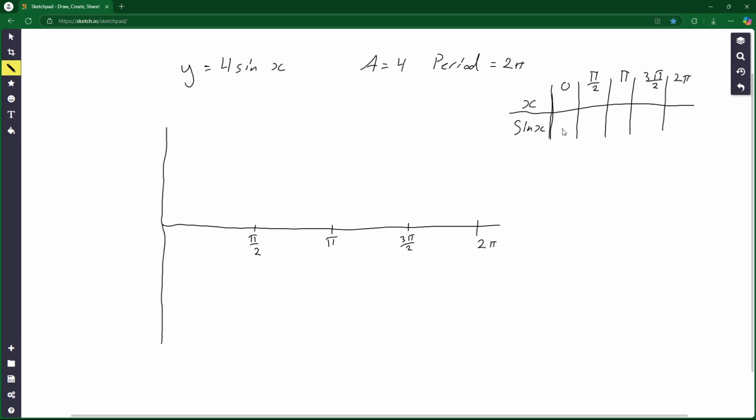Those are our x's. So sine of x, or sine of 0, is just going to be 0. And then sine of pi over 2, which is 90 degrees, is just going to be 1. Then it's going to be 0, -1, then back up to 0. However, since our amplitude is 4, this is going to be changed to 4, and this is going to be changed to -4.